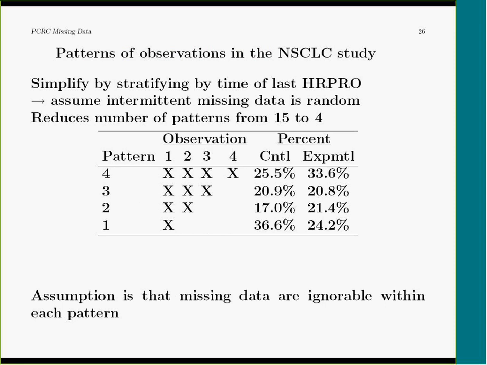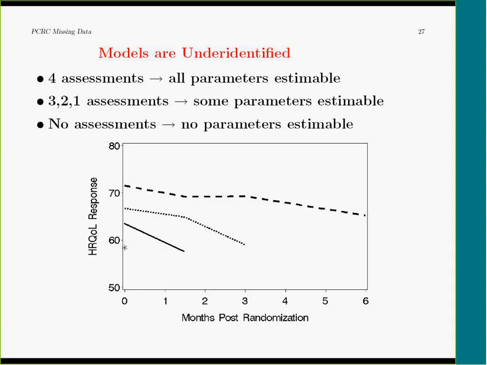So this is another example of this, and in this case, we simplified the number of patterns by assuming that the missing data is random, and so we stratified by the timing of the last assessment. That's reasonable because our assumption now is that the missing data are missing at random within each pattern, and in this setting that's probably valid.